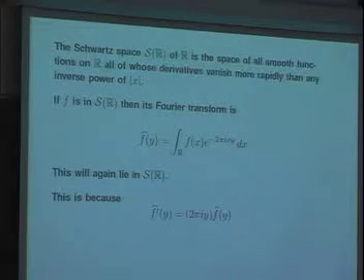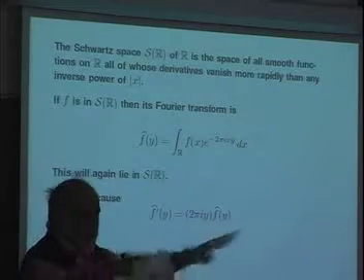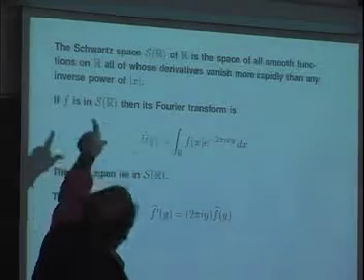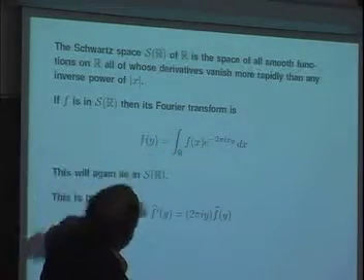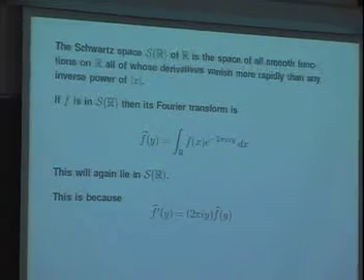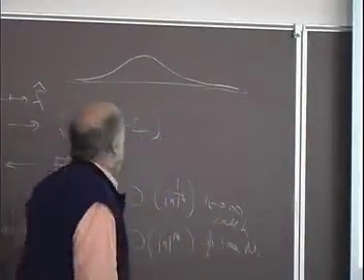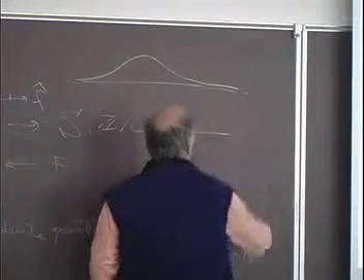And S of R is very simple to describe. R is not compact, so it's much more complicated than the circle. S of R is the space of all smooth functions on R, all of whose derivatives vanish more rapidly than any inverse power of the absolute value of x. Basically, the typical Schwartz space examples are the Gaussian functions, which look like this. They also include things of compact support, for example.